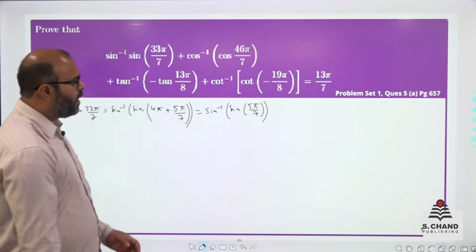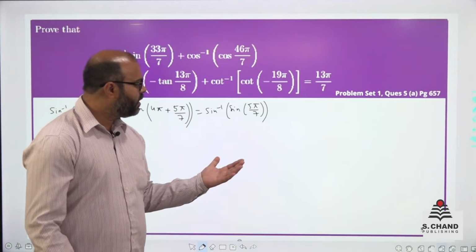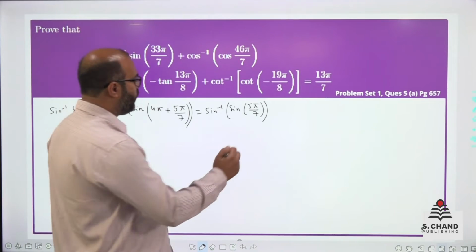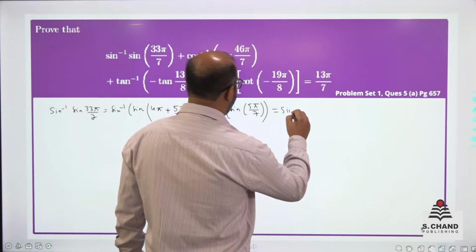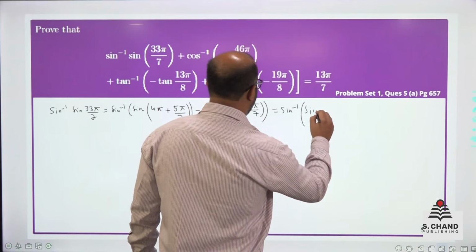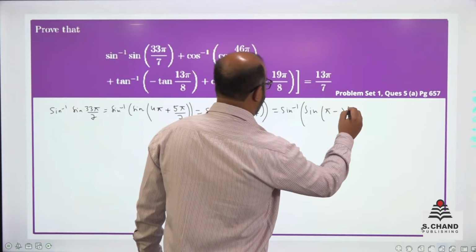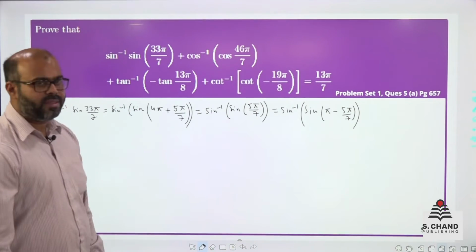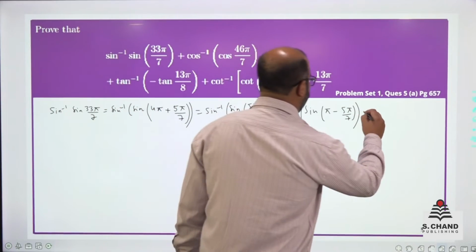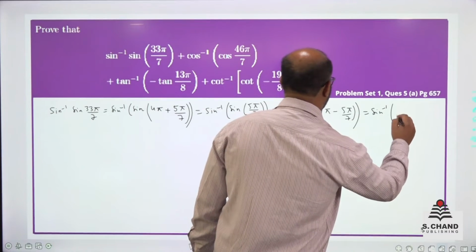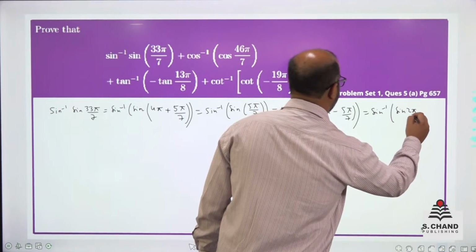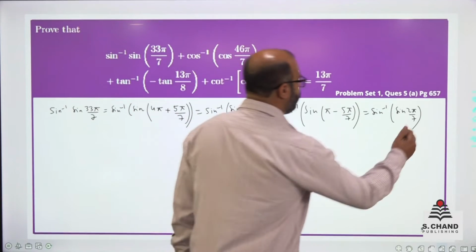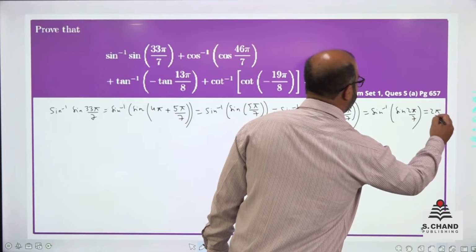Now where does 5 pi by 7 lie? It lies between pi by 2 to pi. So this is not in the principal value range. So what you will do, you will do some manipulation here and say sine inverse sine of (pi minus 5 pi by 7), because sine of 180 degree minus theta is sine theta. So this will become sine inverse sine 2 pi by 7. Now it is in the principal value range from minus pi by 2 to pi by 2. So this is 2 pi by 7.